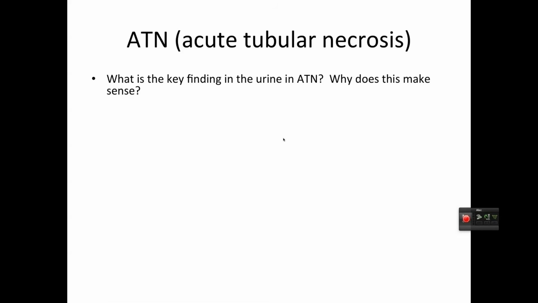So this is something that if you didn't know, you should write down. This is one of those things that you should tattoo on your wrist so that they can't take it away from you. You can bank on it being on your test. Okay, so why is it granular muddy casts? Why does that make sense?